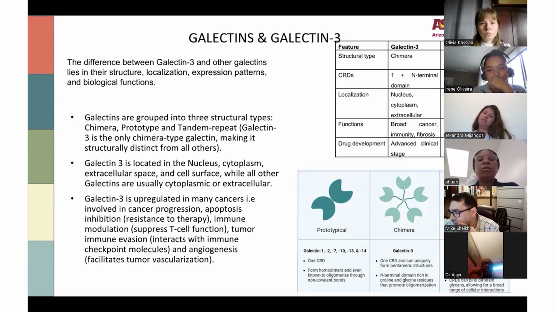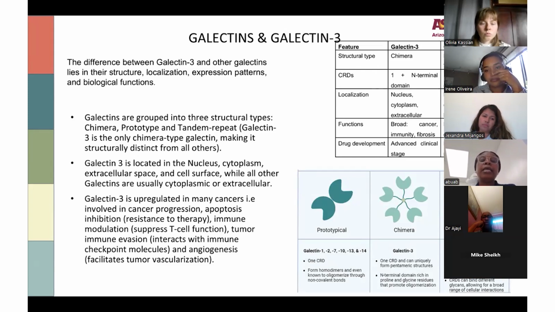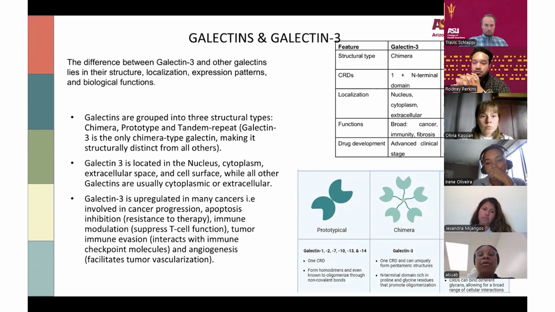Why are we talking about galectins, differentiating galectins from GAL-3 from every other galectin? GAL-3 is the only one whose structure is chimera type. It's the only one that has one CRD. It's the only type of galectin that has an N-terminal. And this N-terminal is the attribute that makes it so distinct from every other galectin, because this N-terminal possession made it able to go into any kind of biological process. That's the difference between GAL-3 and every other galectin.